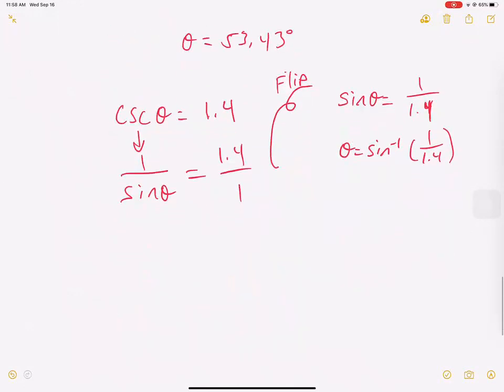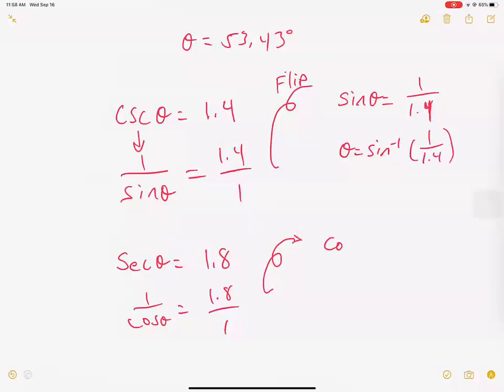Before I do that on a calculator, let me give you another one. Secant theta is equal to, say, 1.8. So it's 1 over cosine is equal to 1.8 over 1. We're just writing them in fractions. You go ahead and flip it. Cosine is 1 over 1.8. So theta is the inverse cosine of 1 over 1.8.